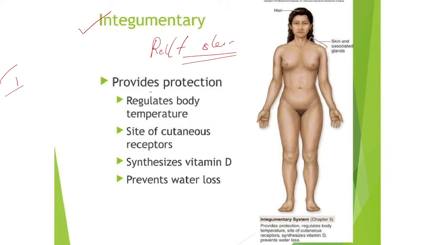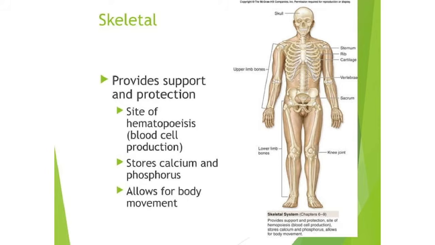This system provides protection, regulates body temperature, is the site of cutaneous receptors, synthesizes vitamin D, and prevents water loss. These are the protective functions of the integumentary system. What are they? Provides protection, regulates body temperature, site of cutaneous receptors, synthesizes vitamin D, prevents water loss. These systems we will study later, one by one. So no problem, you don't need to get tensed.